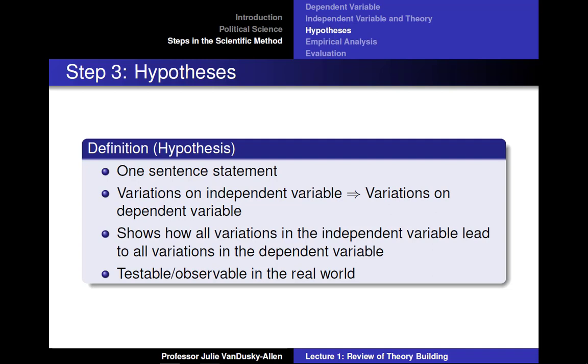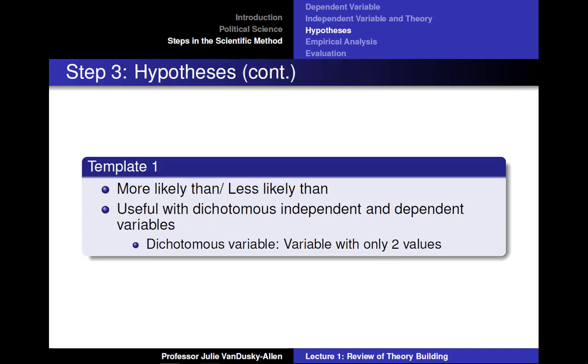In addition, the relationship described in the hypothesis has to be observable in the real world. We should be able to collect data and determine if the independent variable influences the dependent variable in the way we expect. There are several different ways to write hypotheses. In the next few slides, I will provide you with some templates on how to write hypotheses.